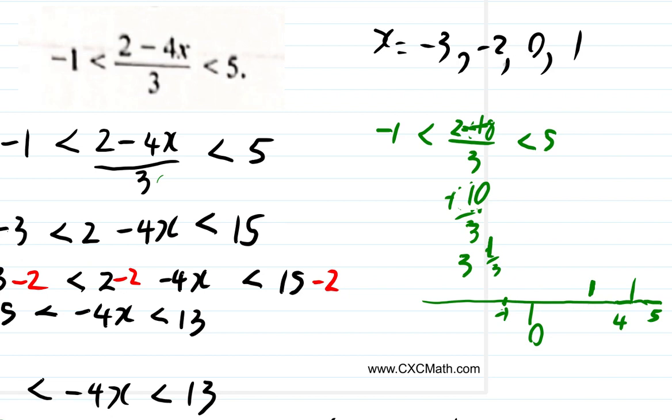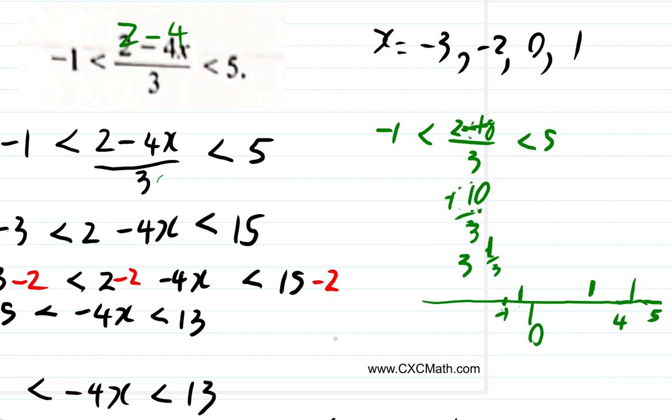When x is 0, it gives 2/3, which is between negative 1 and 5 when you work it out. When x is 1, 4 times 1 is 4. 2 minus 4 would be negative 2, so negative 2/3. Negative 2/3 does not reach negative 1, so it would be somewhere about here.